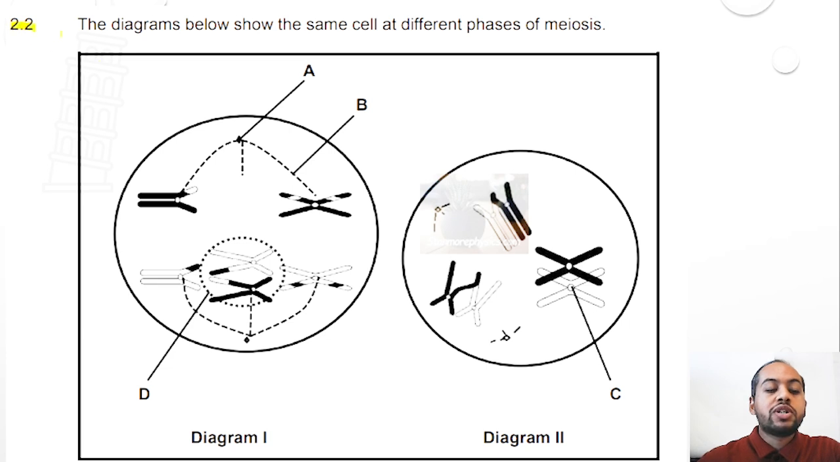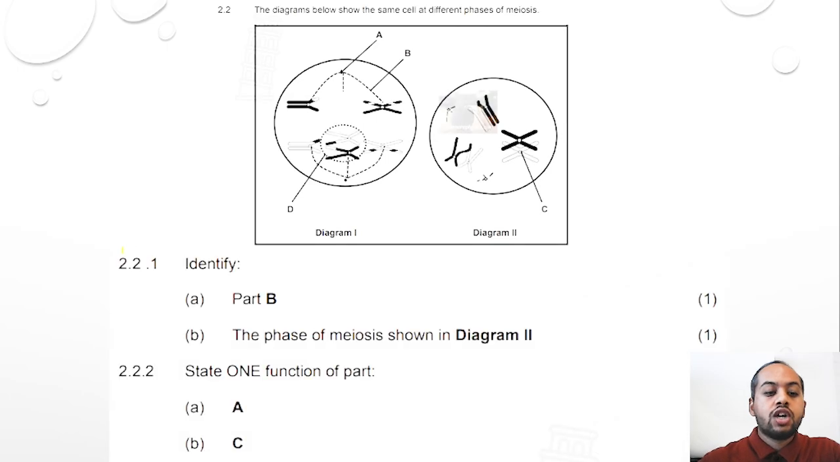The next question, 2.2, says the diagrams below show the same cell at different phases of meiosis. The same cell at different phases of meiosis. So you have diagram 1 as well as diagram 2, but they are showing different phases of meiosis. The first question, 2.2.1, says identify part B. So if we're looking at part B, it's pointing to this dotted shape structure, referring to the spindle fiber.